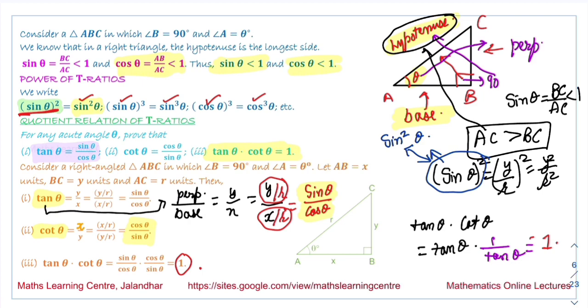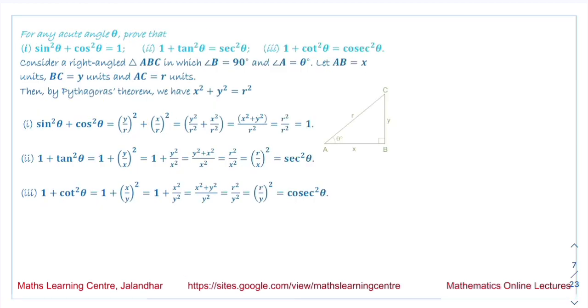Next, for any acute angle theta, we have to prove these three. These are the identities we are talking about, the trigonometric identities. The first thing we are going to prove now is sine square theta plus cos square theta is equal to 1. How we are going to prove this: suppose a right angled triangle ABC is given to us, and the angle at A is theta degrees.